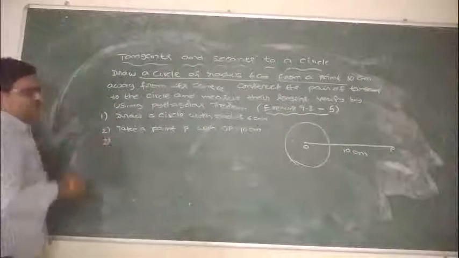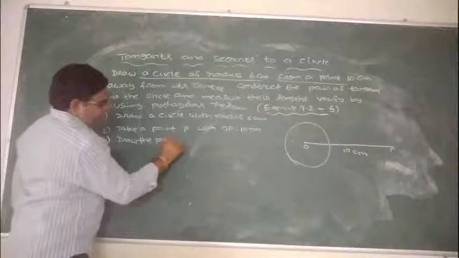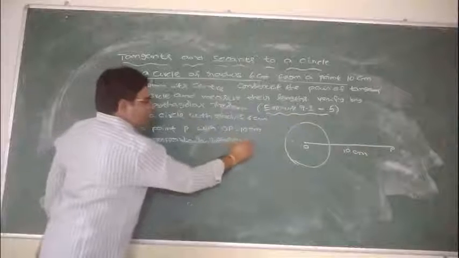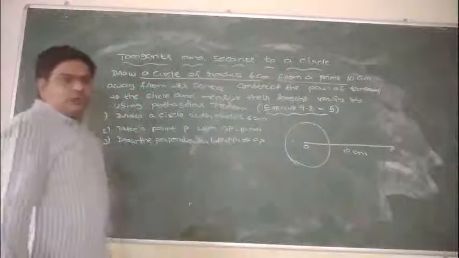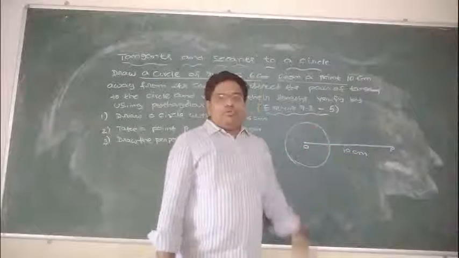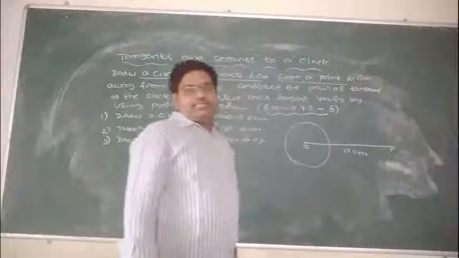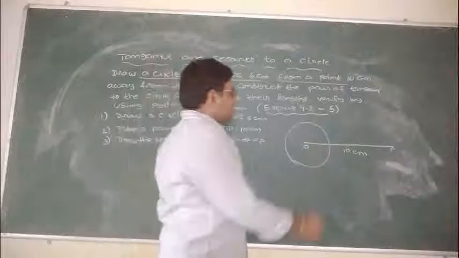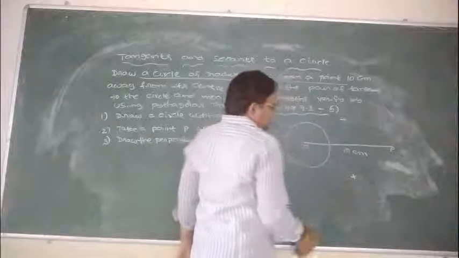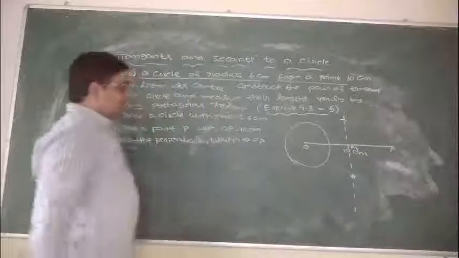Then step number 3: draw the perpendicular bisector of OP. You already know how to construct the perpendicular bisector. Take more than half, like 6 centimeters or 6.5 centimeters, as the radius. From here one arc, from P intersecting arcs. Join them. Here M, one point will come.